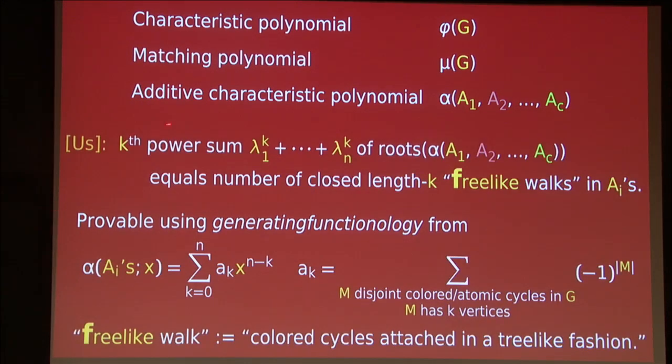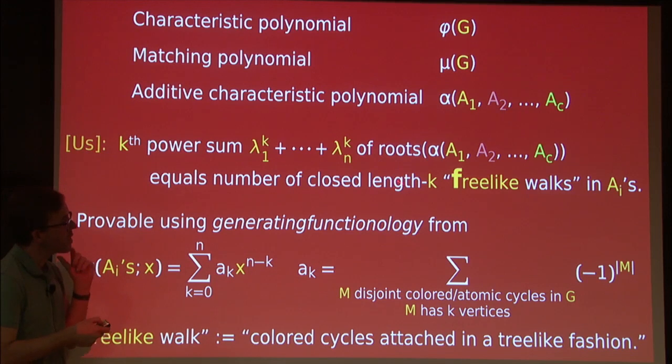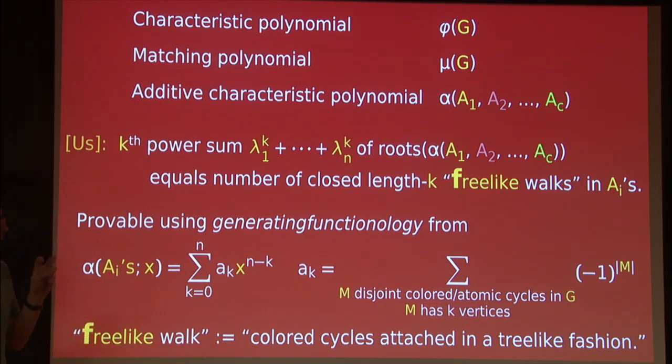We do the same thing for the additive characteristic polynomial and give this combinatorial interpretation. And pardon the pun, the kth power sum of the roots of this thing is the number of free-like walks in the atoms, which is a term we invented. I will not define a free-like walk because there's negative 1 minute left, but basically it's what you get if you attach colored cycles together in a tree-like fashion.